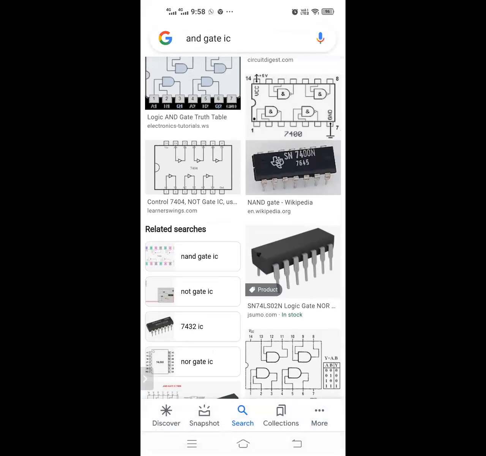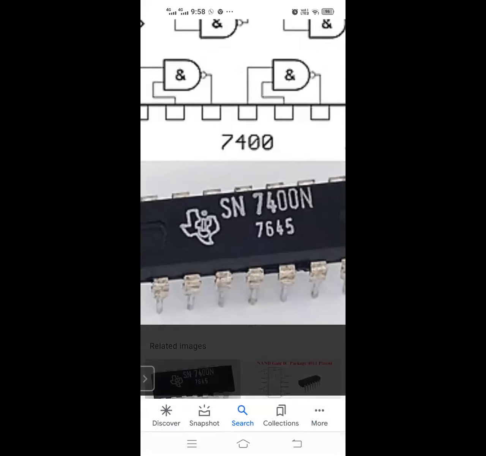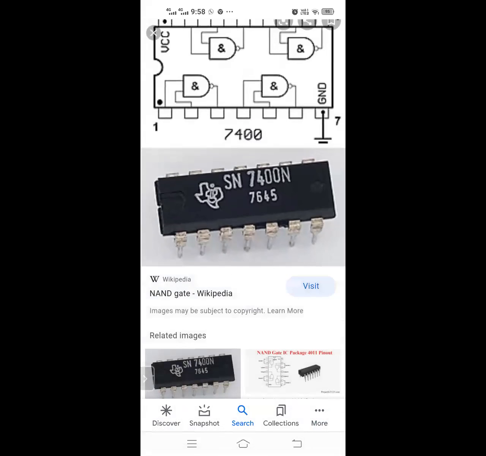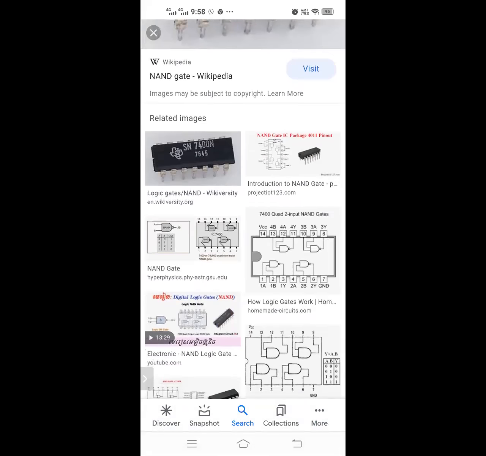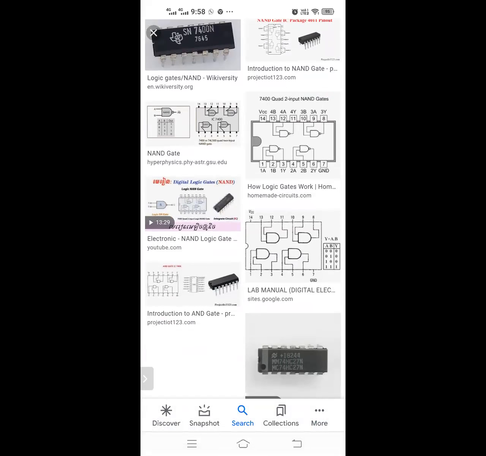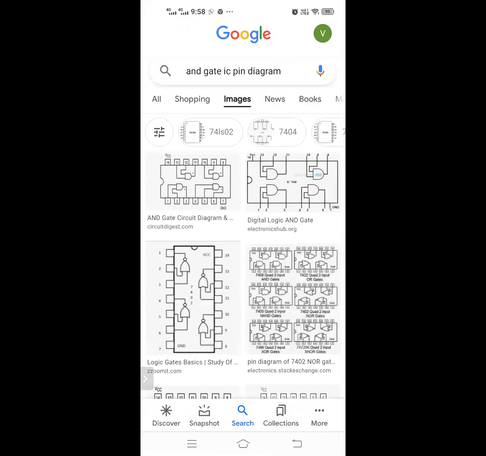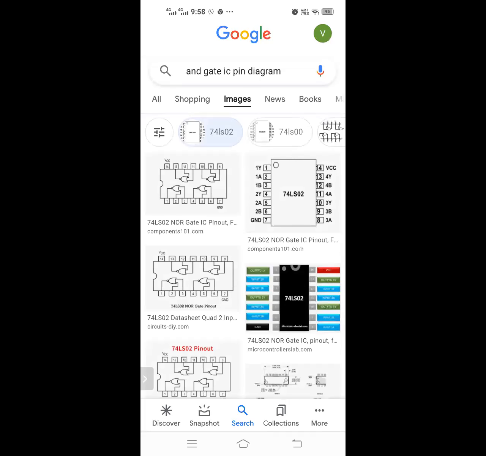See this. Likewise, the number will be written 7400N. Likewise, 74LS. Likewise, the number will be written so that you can find that this is your AND gate. Clear? Now, for the AND gate, what is the number given? 74LS02. Clear?